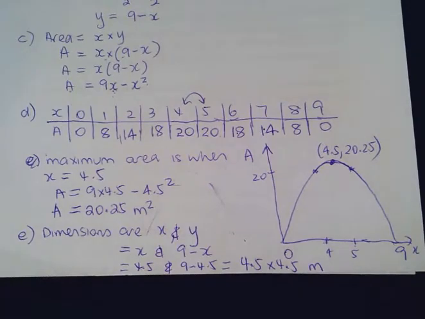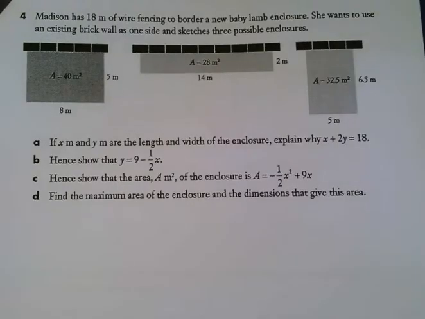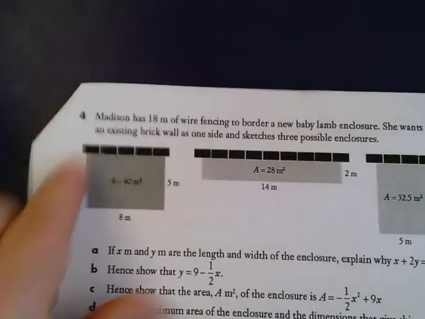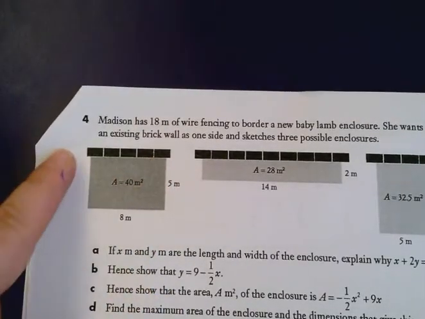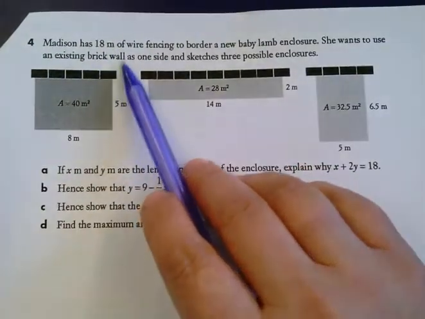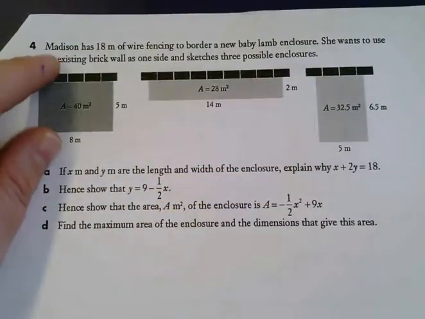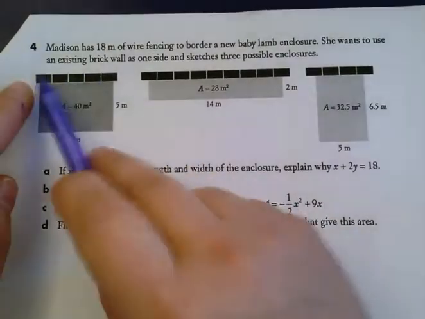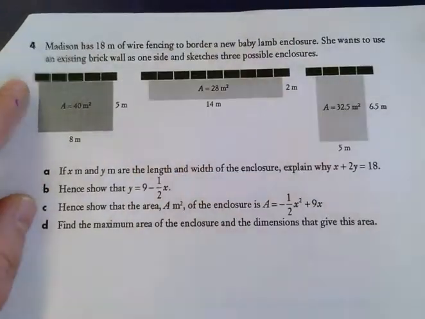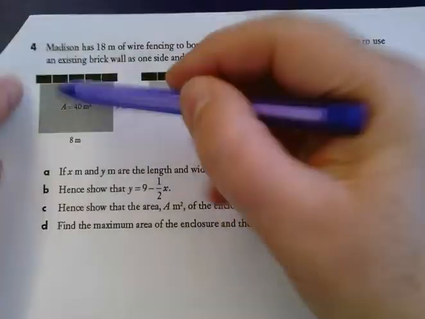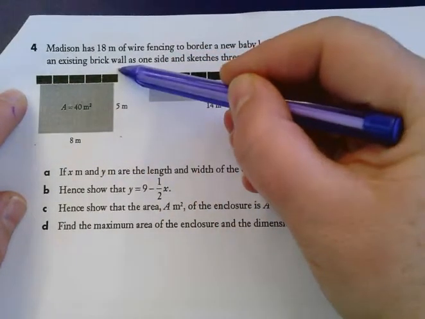Okay? Your problems, you're going to have two possibilities. One of them where you've got all four sides that you have to build. There are other types where there is an existing fence in place. So, Madison, in this case, again, it's 18 meters, but we've got an existing brick wall. So why put a fence along the brick wall? We're only going to fence 3 sides, okay?